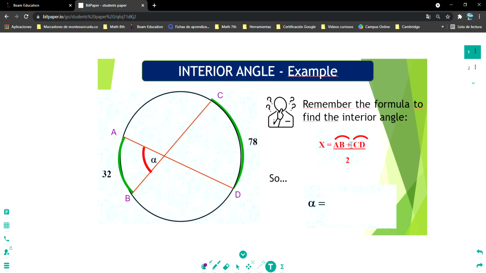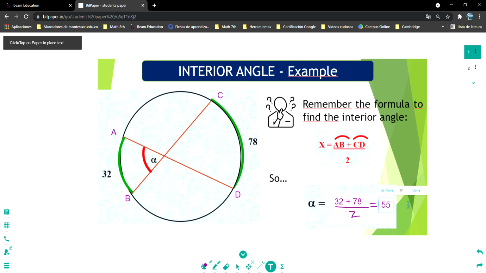If we add these arcs, AB plus CD, divided by 2, then we can get the interior angle, which we call alpha. We are going to find this interior angle. So if we add 32 plus 78, divided by 2, that will be 55 degrees.